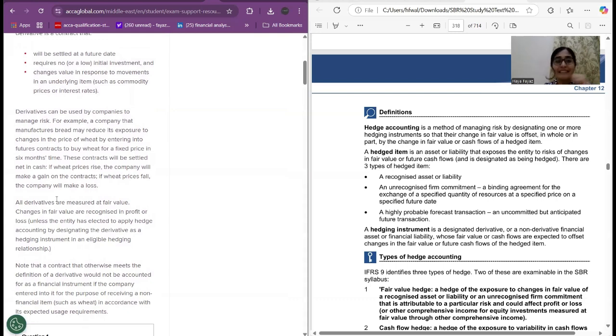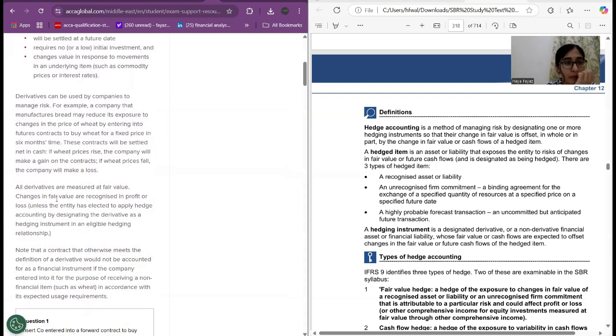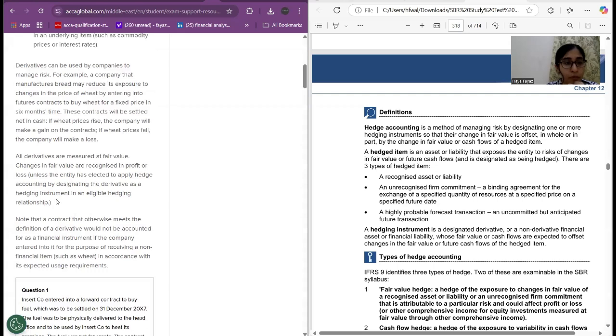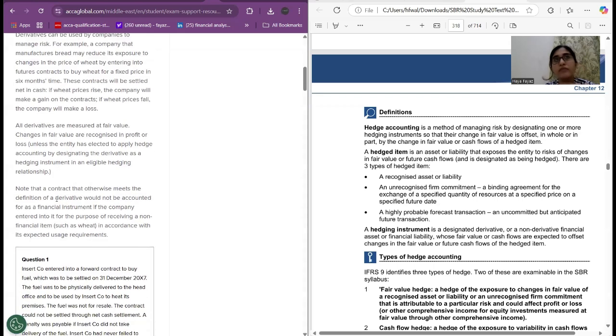Derivatives can be used by companies to manage risk. For example, a company that manufactures bread may reduce its exposure to changes in the price of wheat by entering into a futures contract to buy wheat for a fixed price in 6 months' time. If the wheat price increases, the cost of bread increases, so they would like to hedge against that.